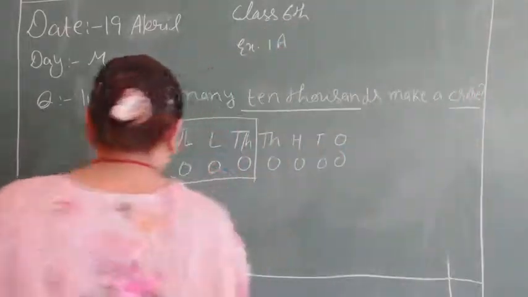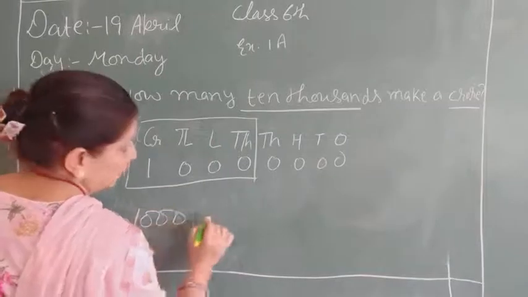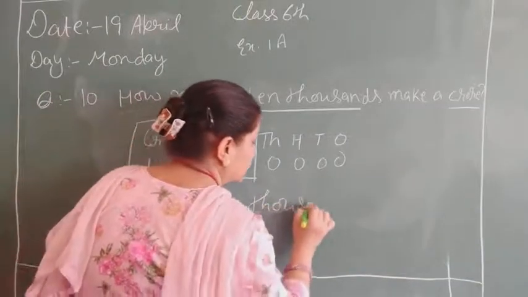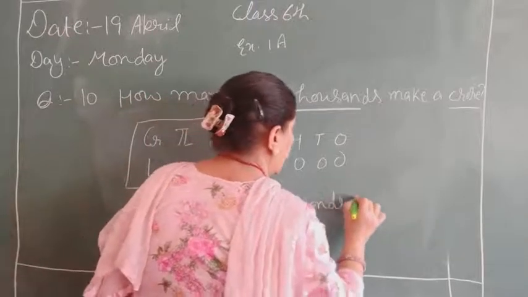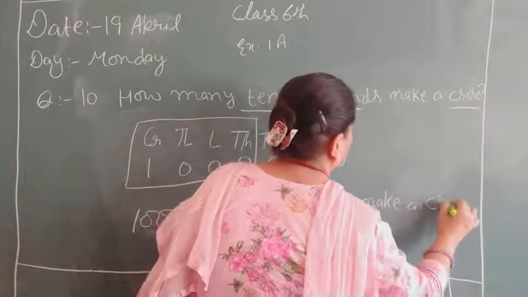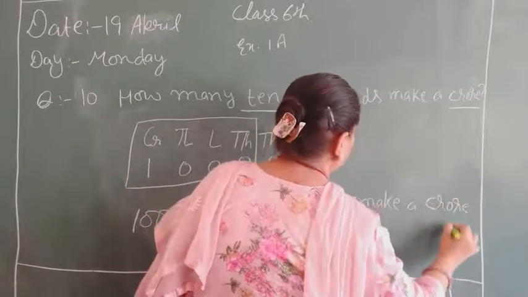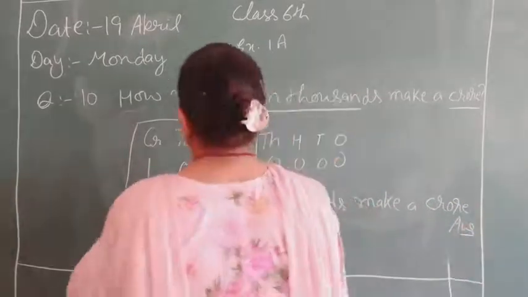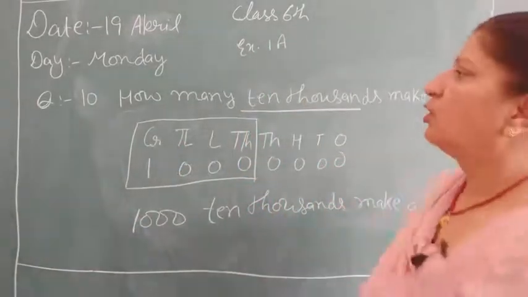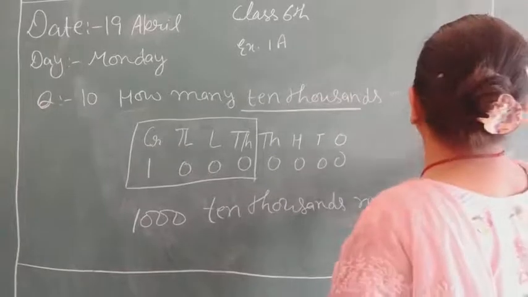So we write 1,000 10,000s make a crore. You have this one? Now this is your answer. Now we start our next question, question number 11.